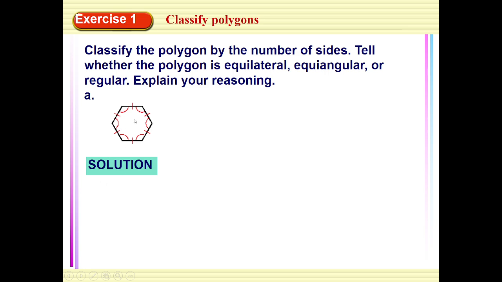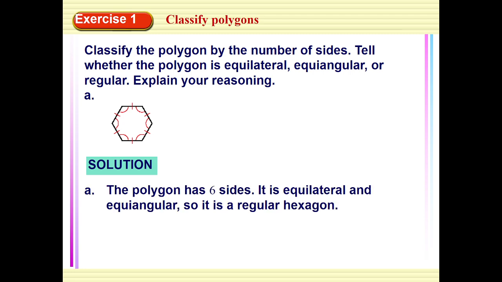So this is an equilateral polygon and also an equiangular polygon. And since this polygon, which is a hexagon, is both equilateral and equiangular, therefore this polygon is a regular hexagon. So that's it for this part.